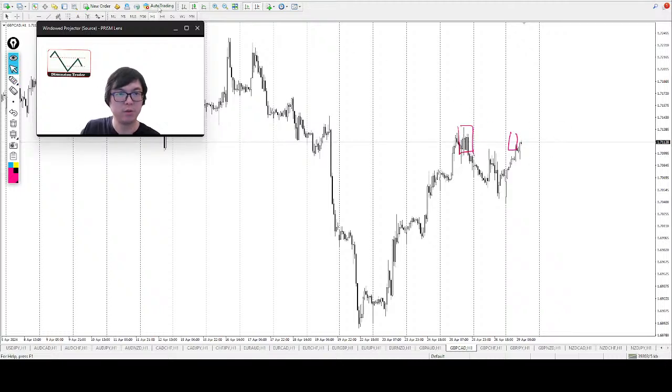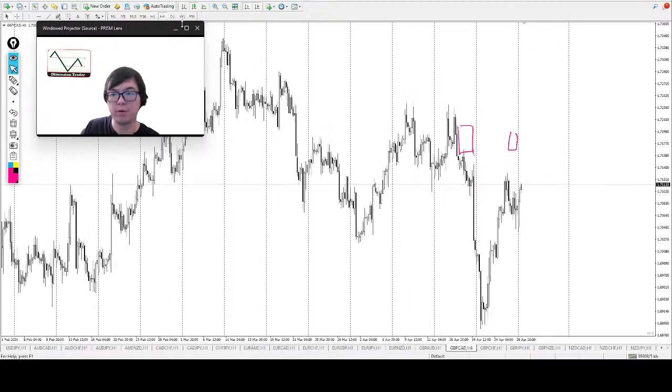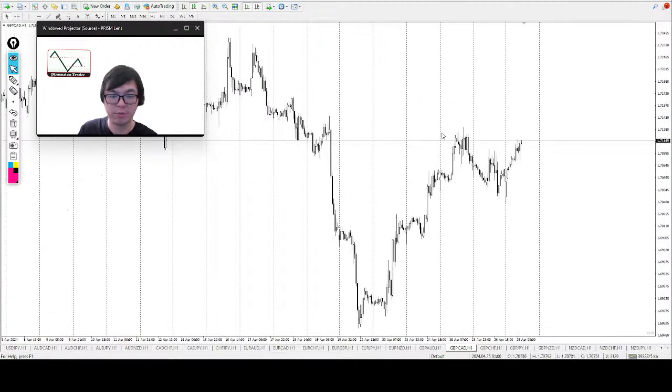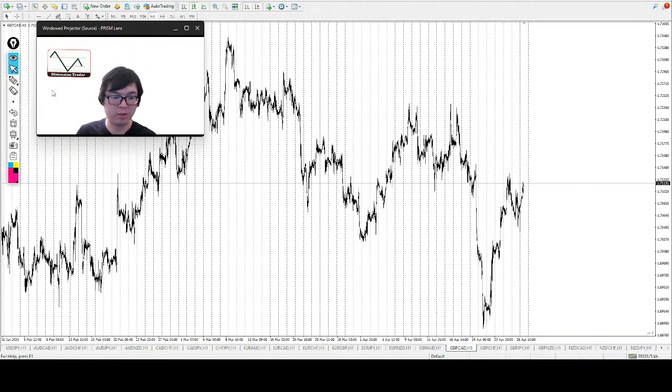This one is too uncertain. If we switch to our 4 hour, we do not have any clear rejection on the resistance. So even though we are in the dimension 4 trend line break, maybe this is just a false break.